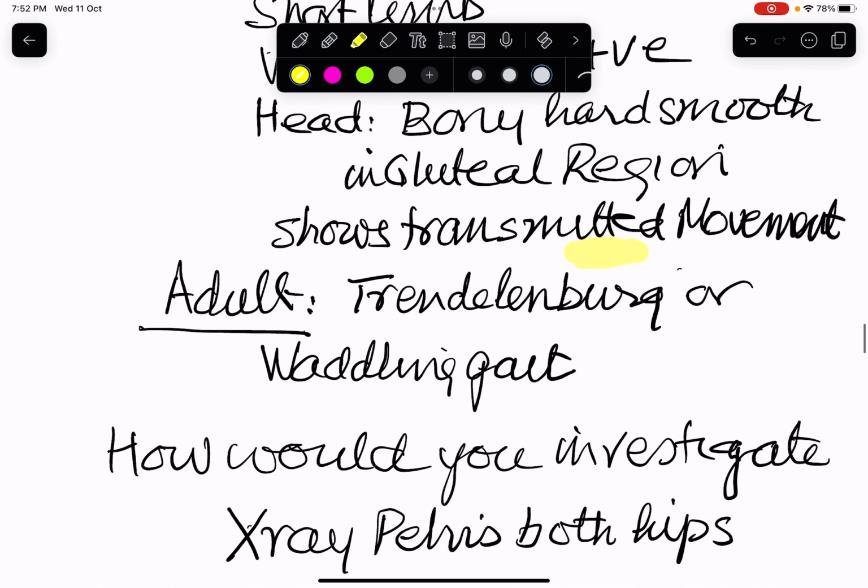In an adult with this, you will have a Trendelenburg gait. If it is bilateral, what is Trendelenburg gait? It is lateral bending of trunk on the same side while the limb is weight bearing in walking. So if it is a bilateral CDH, he will bend his trunk on both sides, and that is called waddling gait.